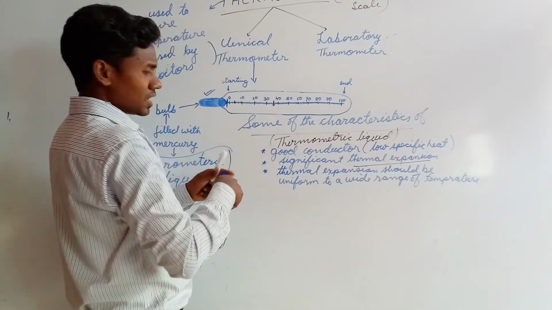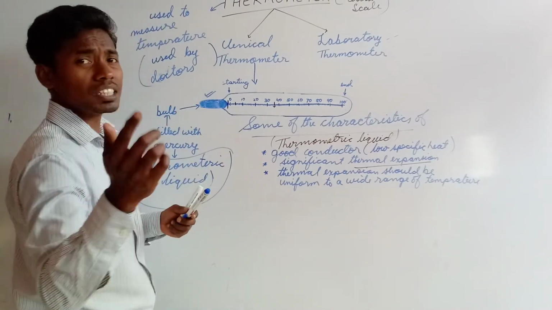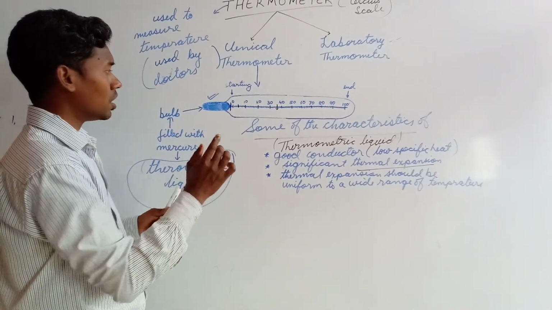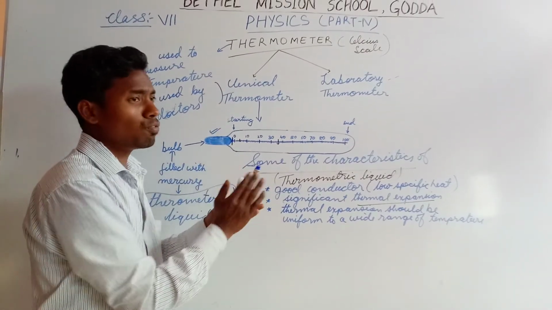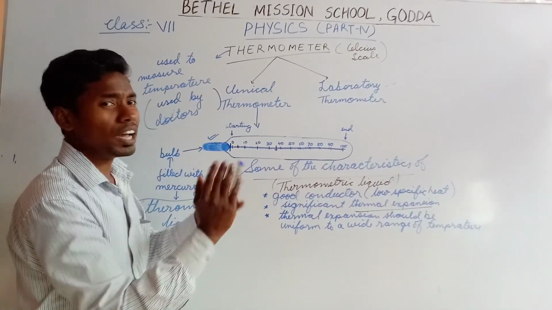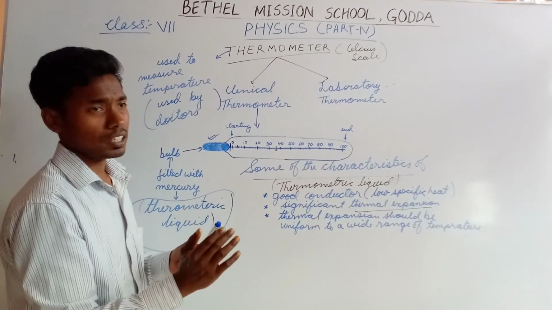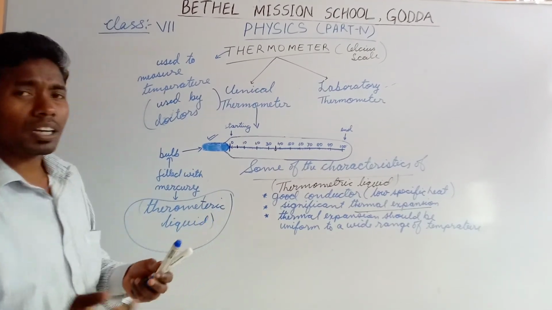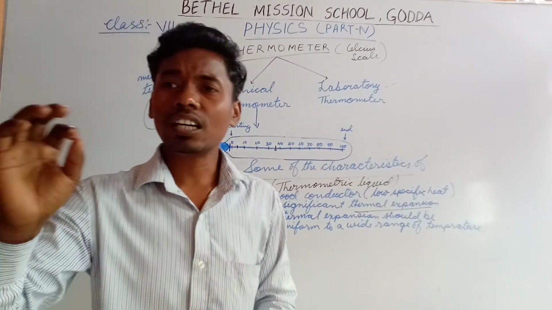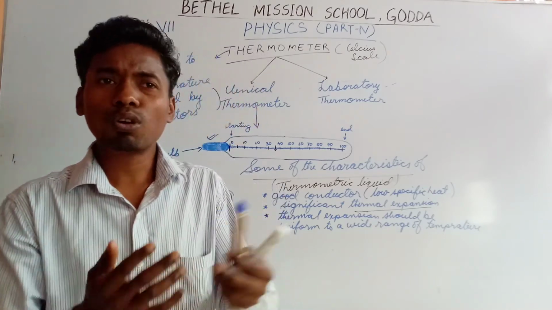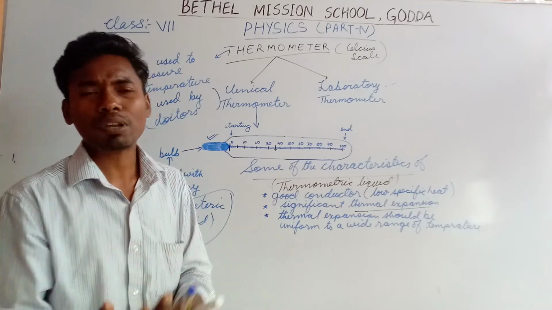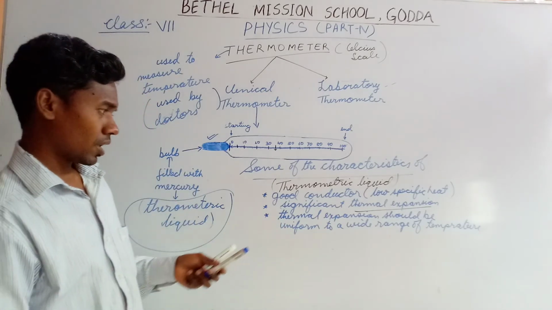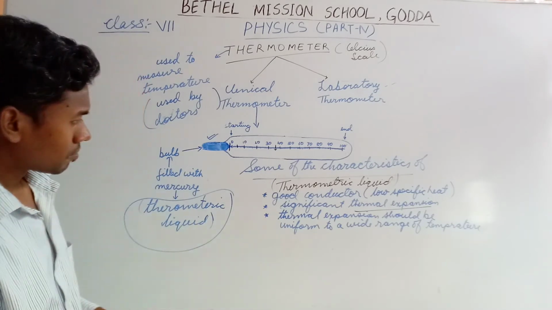For every same increase in temperature, the expansion should be uniform. It should not vary. Otherwise, what is going to happen? Again, we are not going to get the exact reading. We won't be able to make thermometers in that way. That will be a very complex thing. Okay, that is the third point.